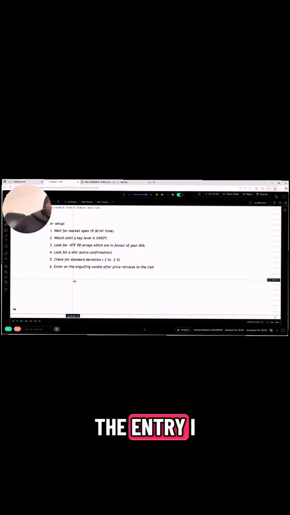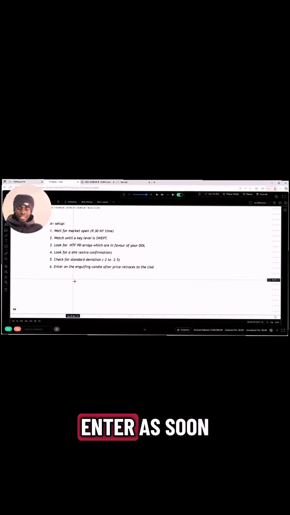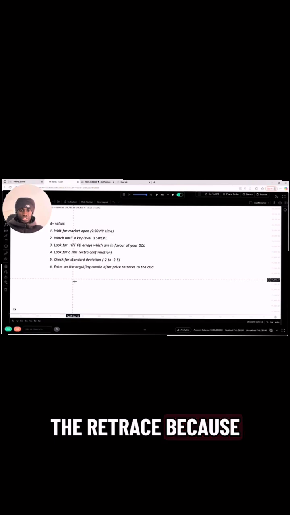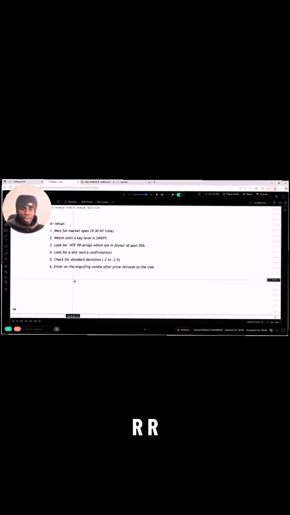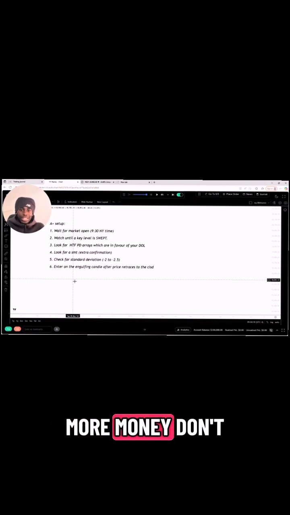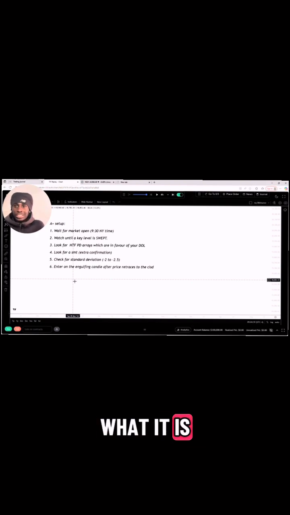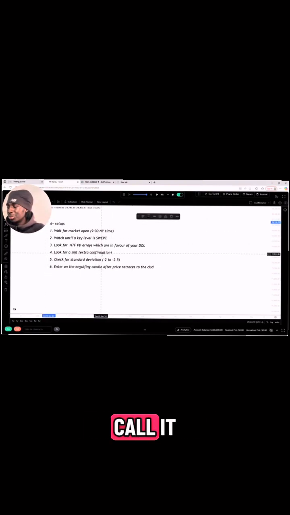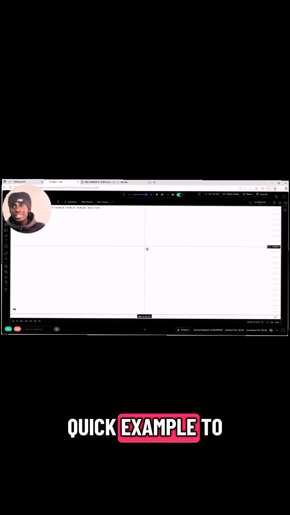And then on the entry, I enter on the CISD, but I don't enter as soon as the candle closes above. I enter on the retrace because you just get a better entry, which means better RR, more money. Don't think like that, but it is what it is. That's what it truly is. So I'm gonna hop into a quick example to show you.